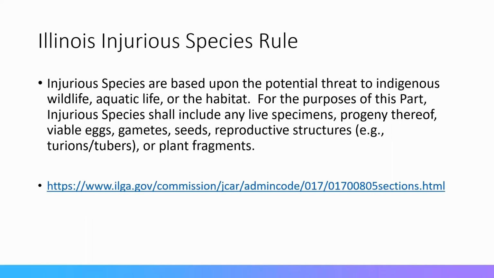Illinois also has its injurious species rule. These are based upon the potential threat to indigenous wildlife, aquatic life, or habitat. There is a federal list as well. The federal list is primarily vertebrate species, but Illinois does have its own list, and it has 28 plant species listed on there. You can find that by doing an internet search for Illinois Injurious Species Rule, and you can bring up the legislation and that list of plants. There's 28 on there. And again, you cannot possess, propagate, buy, sell, barter, transport, or trade these in the state of Illinois without a permit from the Department of Natural Resources. So again, you have to have permission to have these plants.